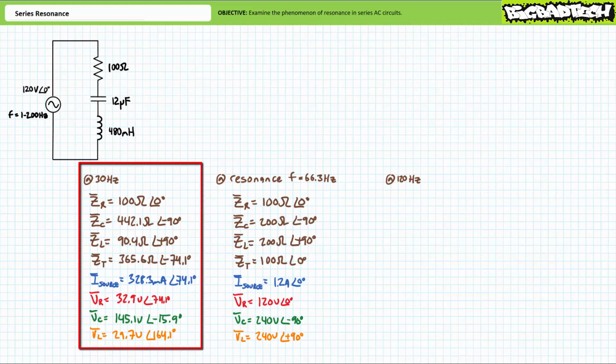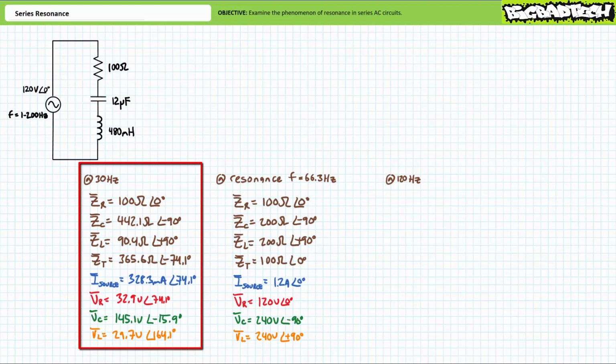The resistor is immune to the effects of frequency, and as such remains an impedance of 100 ohms at an angle of 0 degrees. At a reduced excitation frequency of 30 Hz, the 12 microfarad capacitor now presents an impedance of approximately 442.1 ohms at an angle of negative 90 degrees. As we expected, capacitive impedance went up.